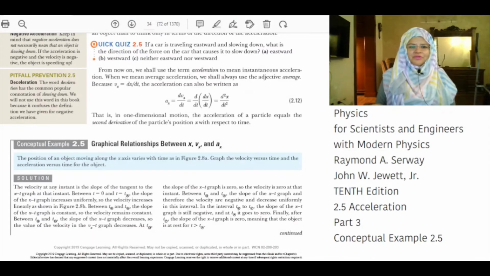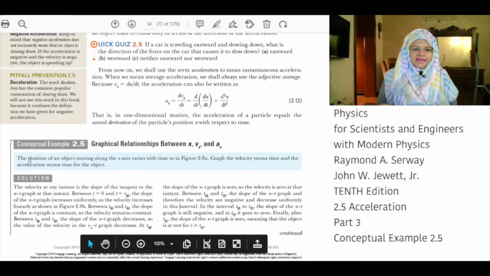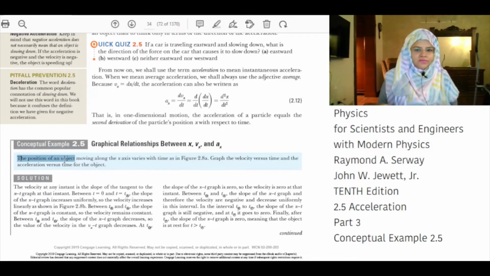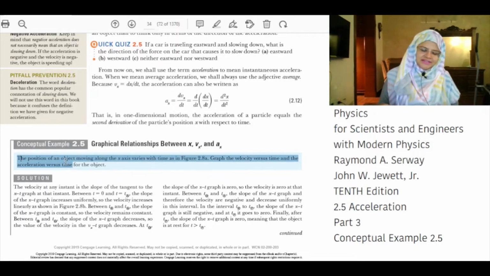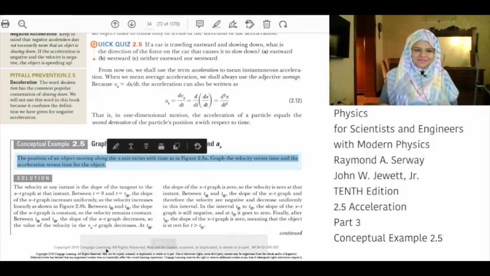Assalamu alaikum. Today we will do conceptual example 2.5, graphical relationship between x, vx and ax from the book Physics for Scientists and Engineers with Modern Physics by Serway and Jewett, 10th edition. The position of an object moves along the x-axis with time as in figure 2.8a. Graph the velocity versus time and the acceleration versus time for the object.